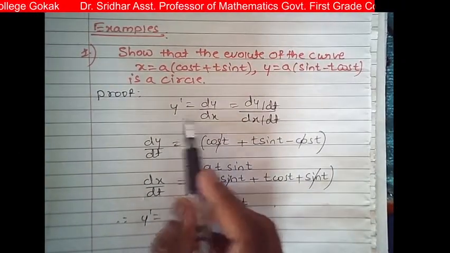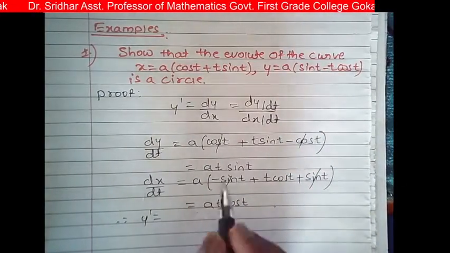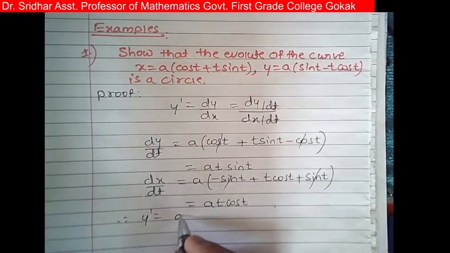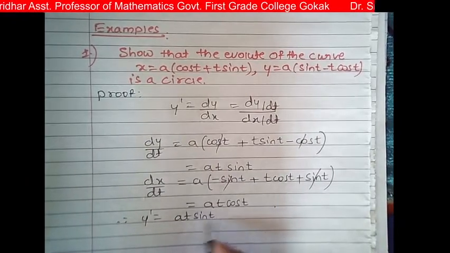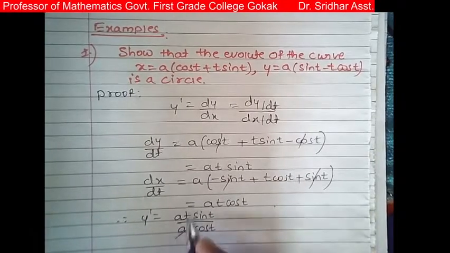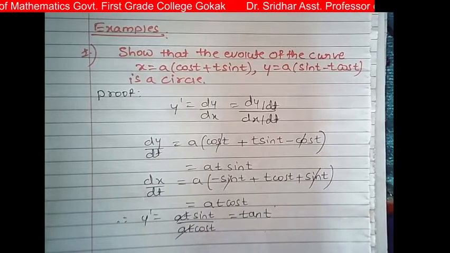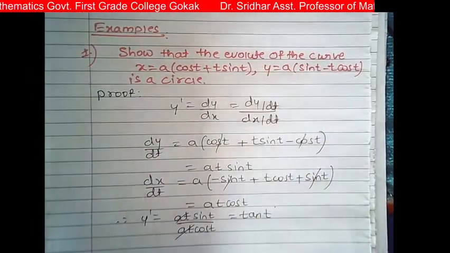What is y dash? Y dash is dy by dx, which is dy by dt by dx by dt. So with this, dy by dt means here at sin t divided by at cos t. So at get cancelled. Sin t by cos t is tan t. So this is y dash.